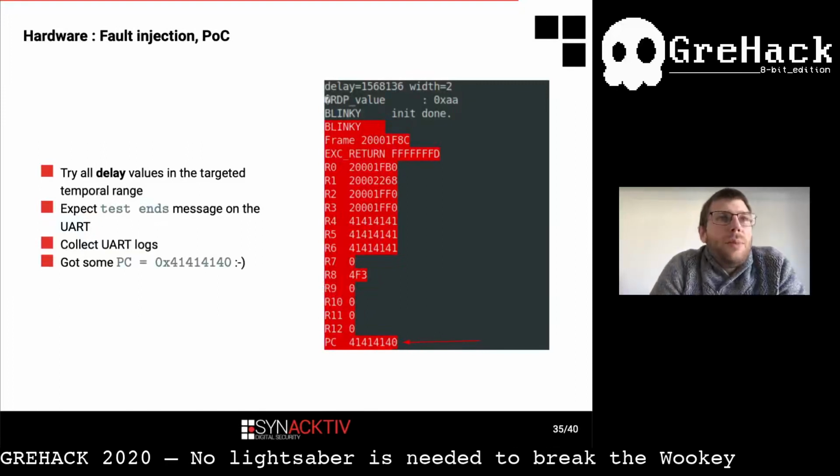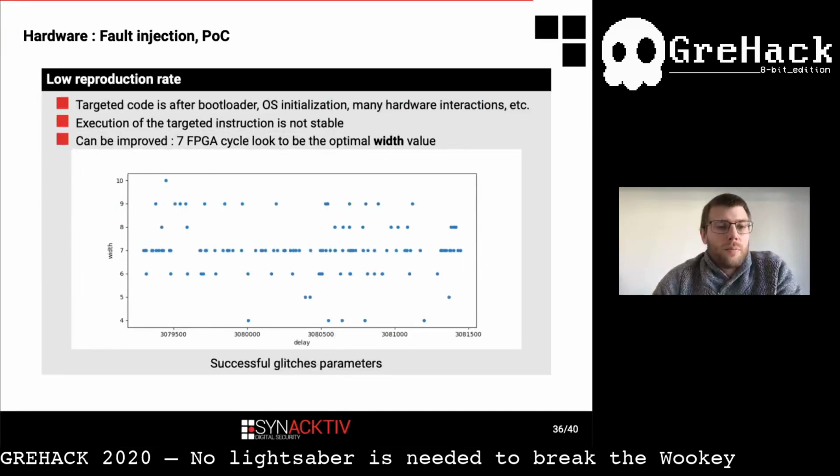As for the RDP downgrade test, we have to check many values of parameters. So we define ranges to target, and we run the test for a few hours. And like for the other test, we collect all serial messages, and we see that the stack overflow occurred because the program counter has been controlled. So the attack works, but there is a low reproduction rate.